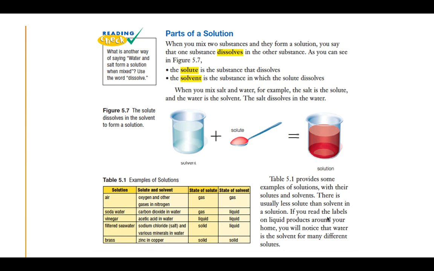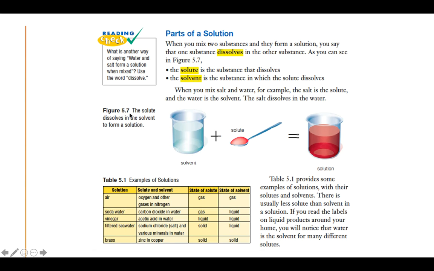Okay, moving on. Let's go over parts of a solution. When you mix two substances and they form a solution, you can say that one substance dissolves in the other substance. If we have water and sugar, the solute is the substance that dissolves. In this case, the sugar or the salt would be the solute because it's going to be dissolving in the solvent. So what is the solvent?